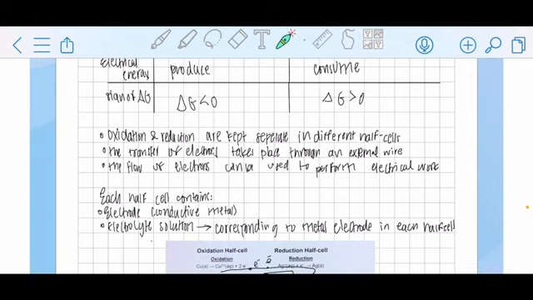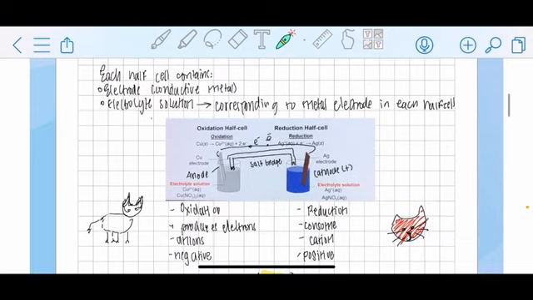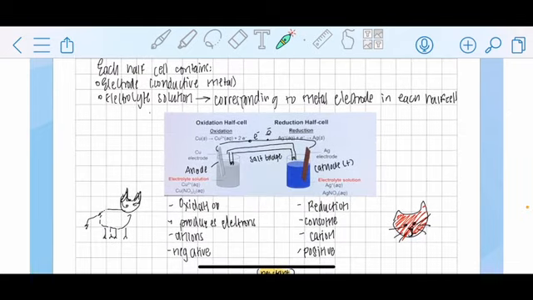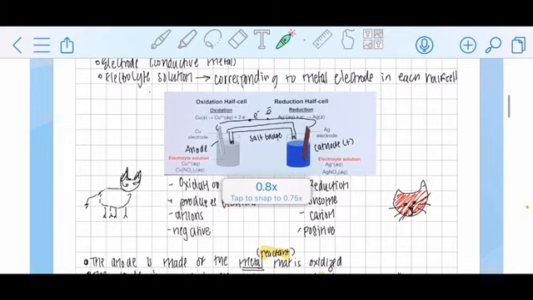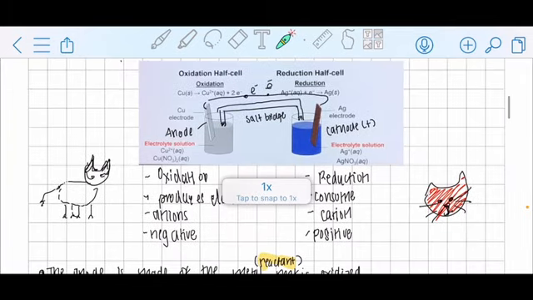Oxidation and reduction are kept separate in different half cells when doing the reactions. The transfer of electrons takes place through an external wire, and the flow of electrons can be used to perform electrical work. Each cell contains an electrode, or conductive metal, as seen in the picture with the gray metal bar and the brown metal bar, and an electrolyte solution corresponding to the metal electrode in each cell.